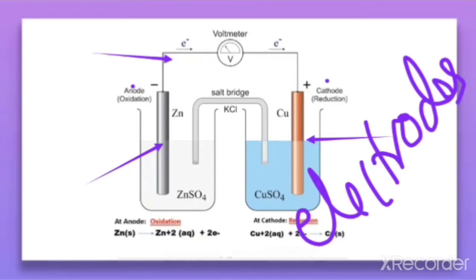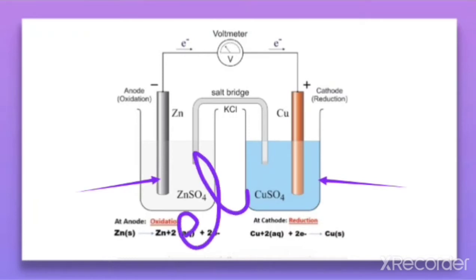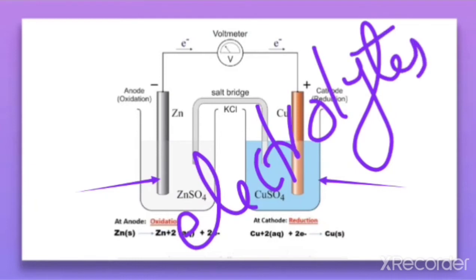Here the zinc rod is dipped in zinc sulfate solution and the copper rod is dipped in the copper sulfate solution. These solutions are termed electrolytes. This is an important term we are using here: electrodes are dipped in electrolytes. So ZnSO4 and CuSO4 are electrolytes and the zinc and copper rods are the electrodes.